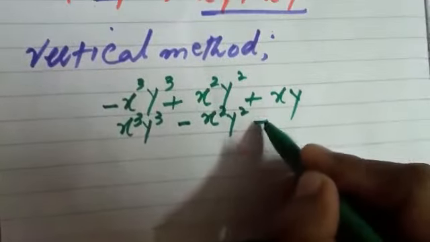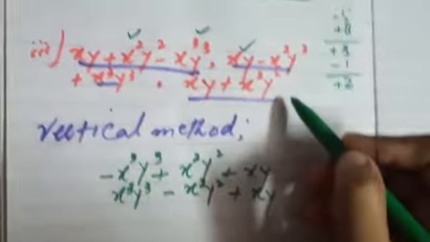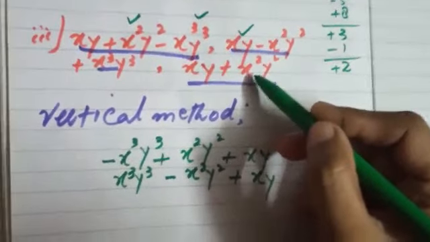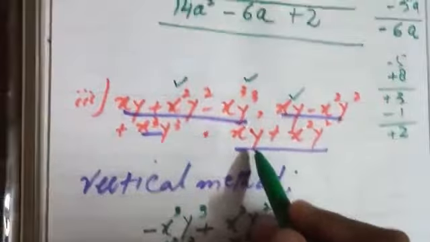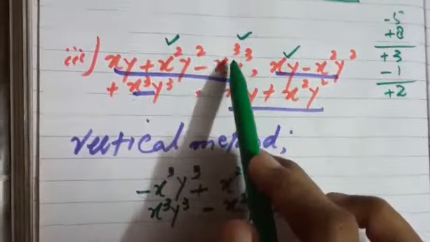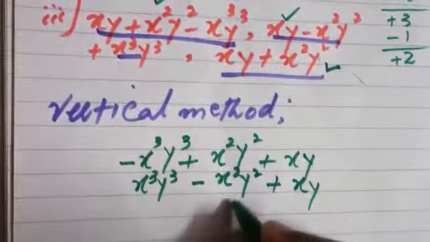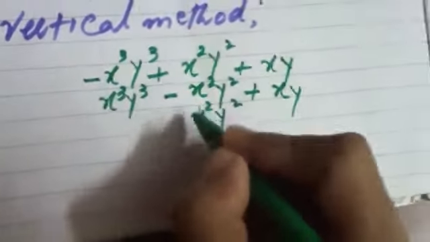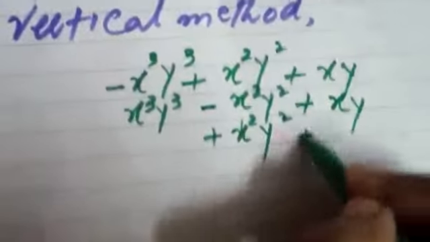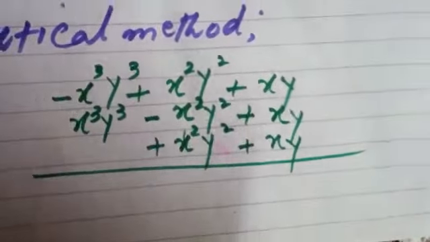And check this third expression, we are having only x square y square and xy. The power cube is missing over here, so I am taking this one and writing with the similar term, x square y square, that is positive, and plus xy over here. I arranged all the terms myself.